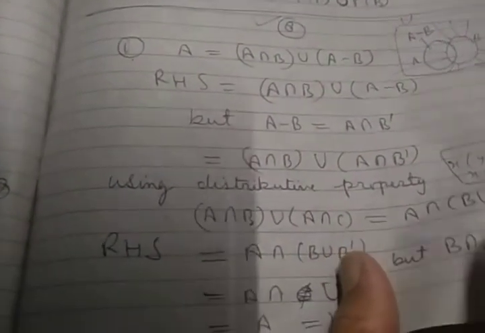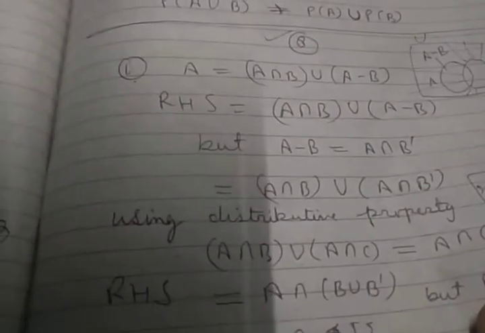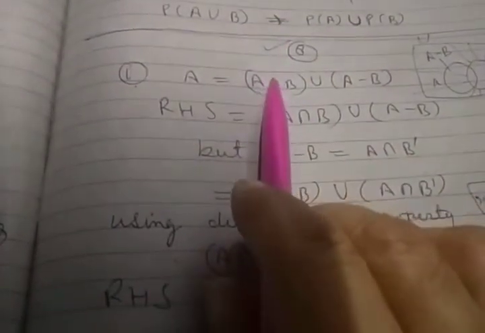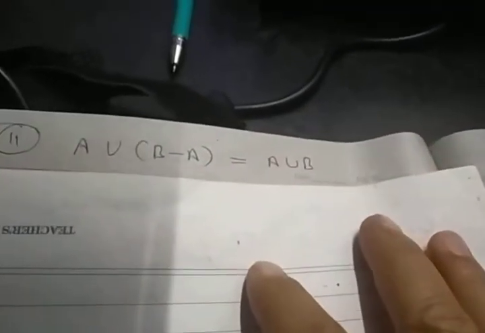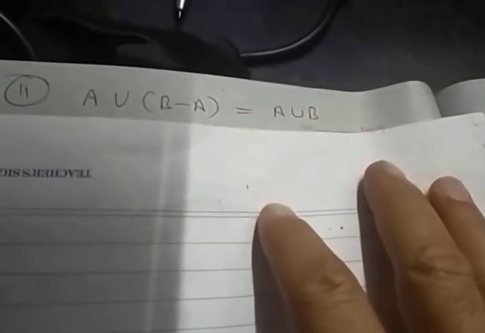You see this one. Now we are going to do its second part. The second part is similar to this, with little changes. Let us see the second part. Just wait one minute. For the second part, we have to prove that A union B minus A is A union B.